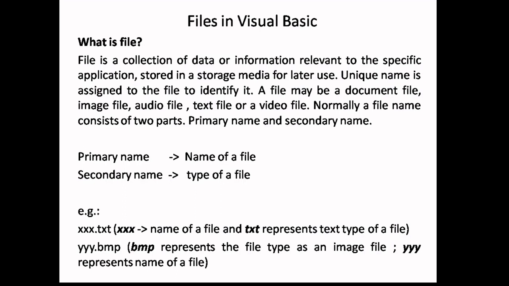How will we identify a file? For that purpose, we have to assign a unique name to that file, so that whenever you need to refer to the contents of a file, you have to give the particular name of the file that is already assigned and stored in the storage device. A file may be in any format. It may be a document file, text file, video file, image file, or audio file. Any kind of file we can represent and store.